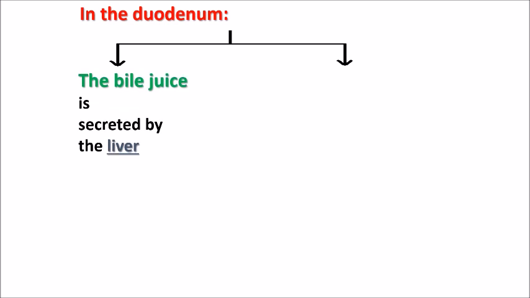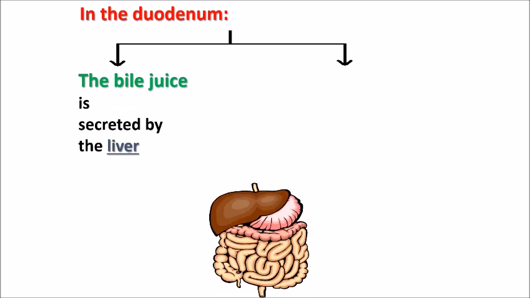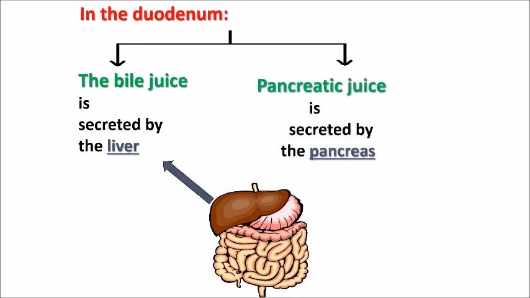And inside the small intestine, I said before that the small intestine is divided into 2 parts. The first part is called duodenum and the second part is called ileum. Inside the duodenum, there are 2 juices. The bile juice that's secreted by the liver and the pancreatic juice that's secreted by the pancreas. Both of these juices are poured inside the duodenum.